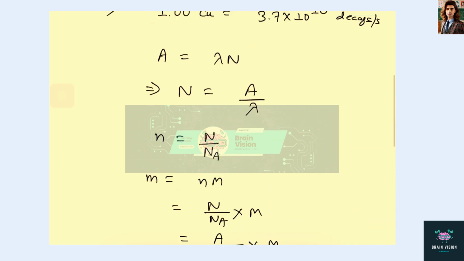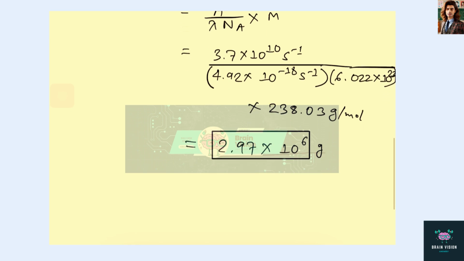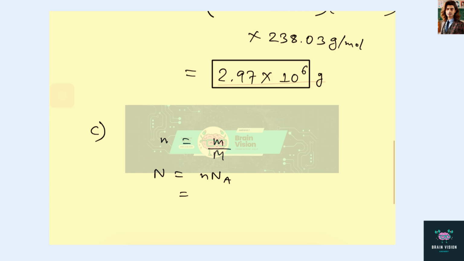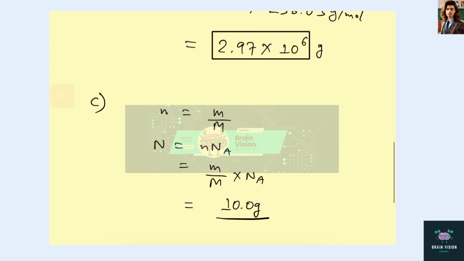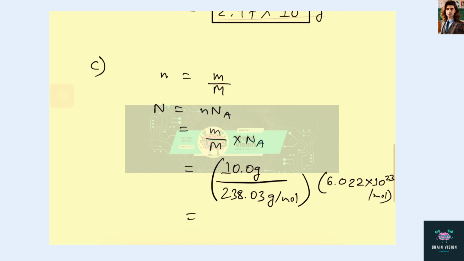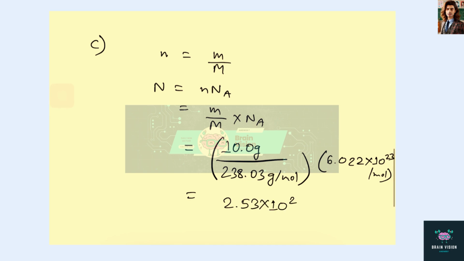This is the mass, and now we have to find the number of alpha particles emitted per second by 10 gram of uranium. The number of moles is equal to mass upon molar mass, and number of particles will be number of moles times Avogadro's constant. Mass is 10.0 grams, molar mass is 238.03 gram per mole, and Avogadro's constant is 6.022 times 10 to the power 23 per mole. So the number of particles is 2.53 times 10 to the power 22.